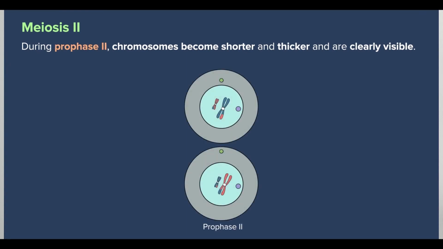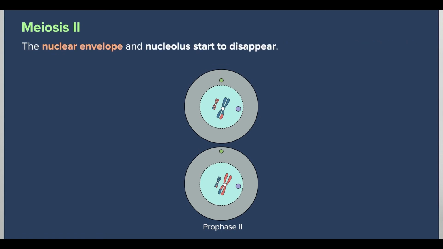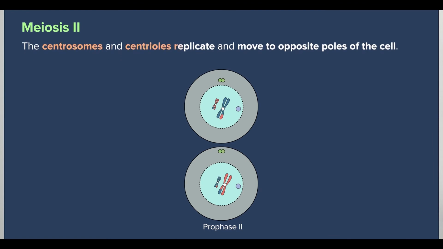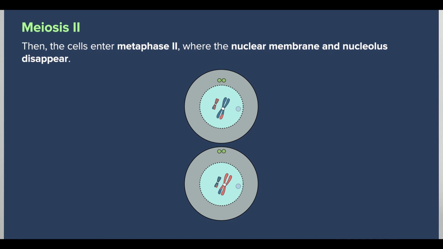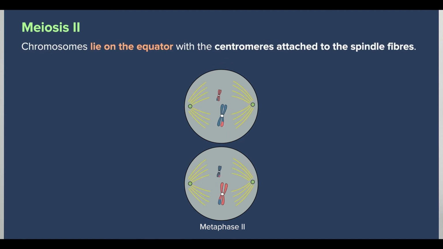During prophase 2, chromosomes become shorter and thicker and are clearly visible. The nuclear envelope and nucleolus start to disappear. The centrosomes and centrioles replicate and move to opposite poles of the cell. Then, the cells enter metaphase 2, where the nuclear membrane and nucleolus disappear. Chromosomes lie on the equator, with the centromeres attached to the spindle fibers.